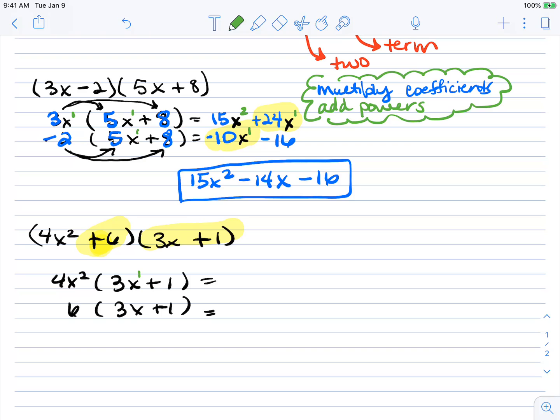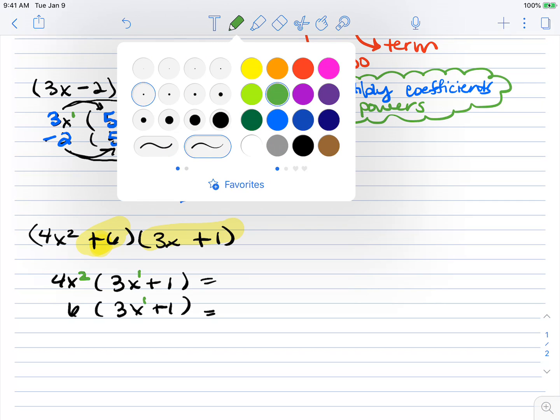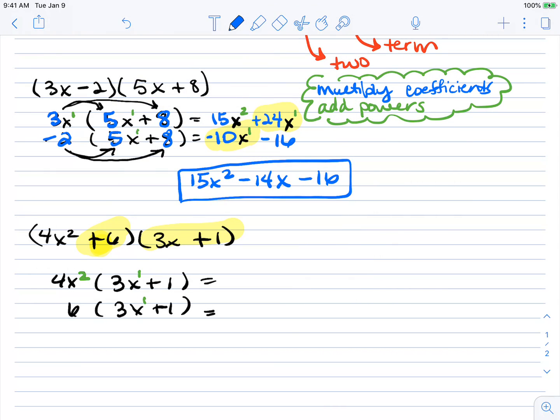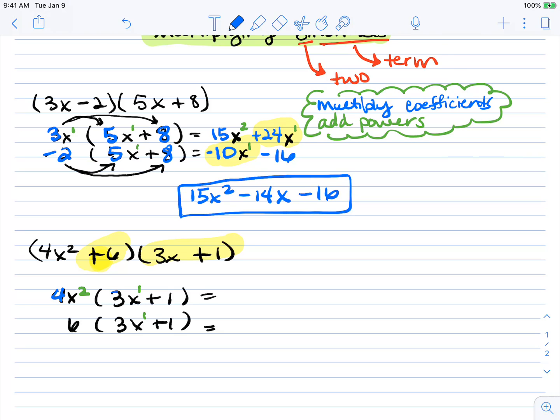I'm going to put in powers where they're missing. That makes my life a little easier. So I can add my powers, and then I'm going to color my coefficients as I go and say I'm multiplying the coefficients, right? I'm multiplying the coefficients first. So this is going to give me 4 times 3, which is 12. And then when I am doing my variables, I'm adding my 2 and my 1. So I'm going to get this x to the 2 plus 1, which is going to be 3.